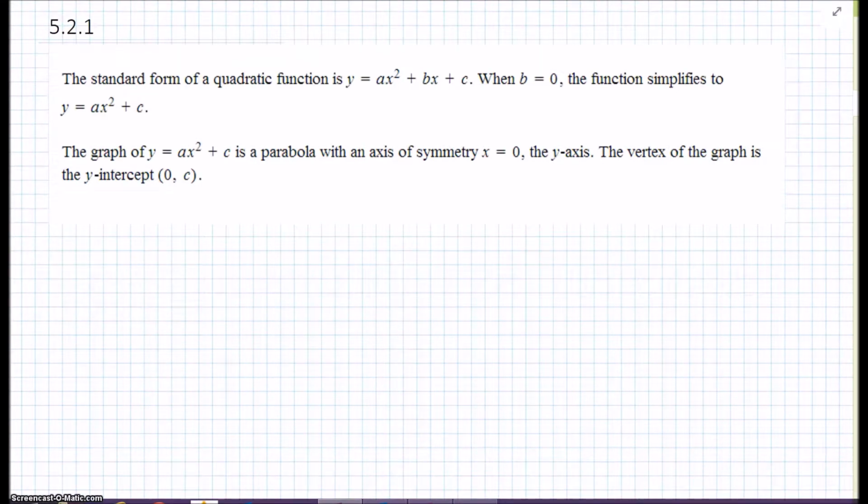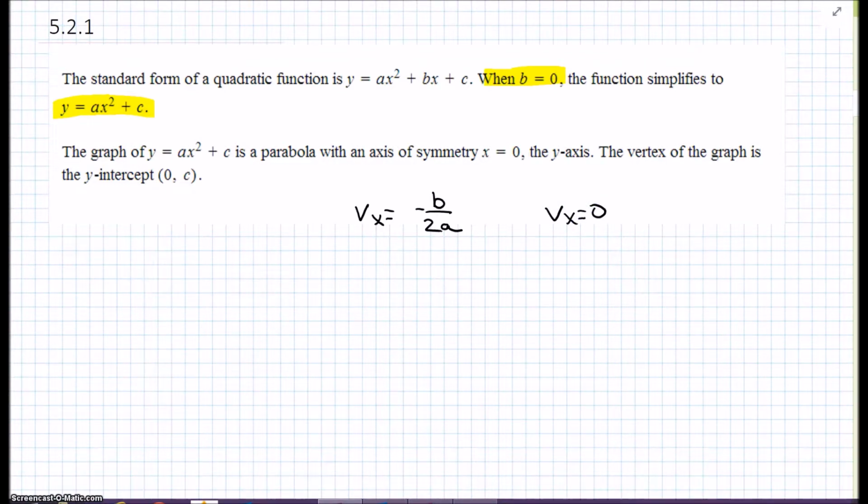So, the standard form of a quadratic function is y equals ax squared plus bx plus c. However, when b equals 0, the function simplifies to y equals ax squared plus c. We learned back when we were doing absolute value graphing that the x value of the vertex is nothing more than negative b over 2a. So in this instance, when our b value equals 0, the x value of our vertex equals 0.